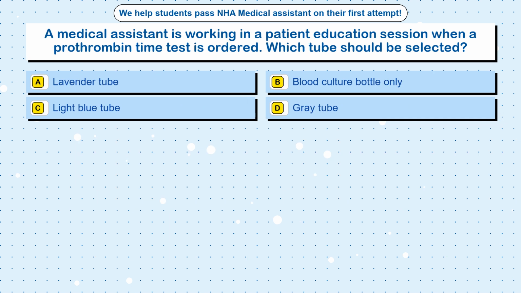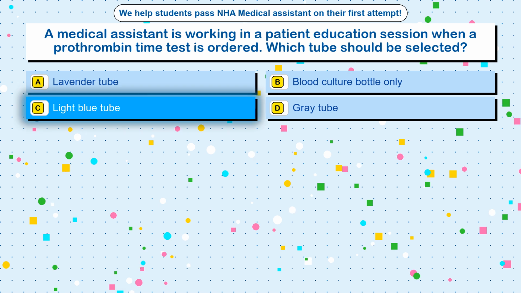Question 52. A medical assistant is working in a patient education session when a prothrombin time test is ordered. Which tube should be selected? Option A, lavender tube. Option B, blood culture bottle only. Option C, light blue tube. Option D, gray tube. The correct answer is option C, light blue tube.